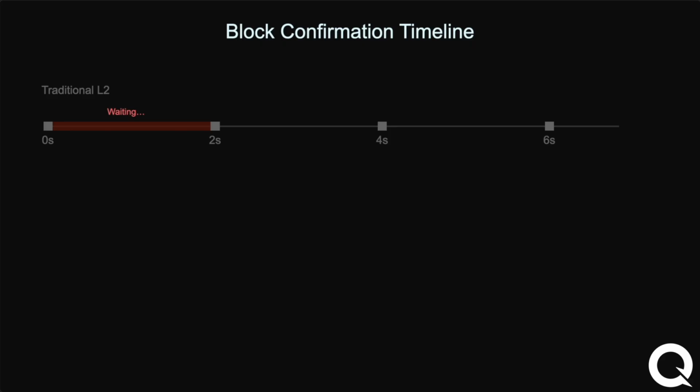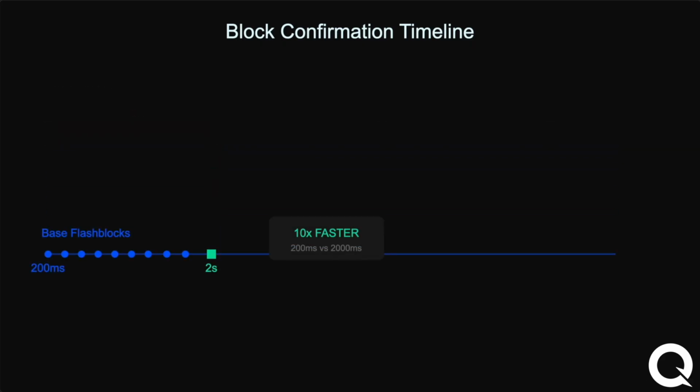Then enters Flashblocks. Flashblocks is a pre-confirmation streaming layer built by Flashbots that breaks traditional blocks into mini blocks every 200 milliseconds. Think of it like video streaming versus downloading. Instead of waiting for a full 2 seconds for blocks, you get incremental updates.